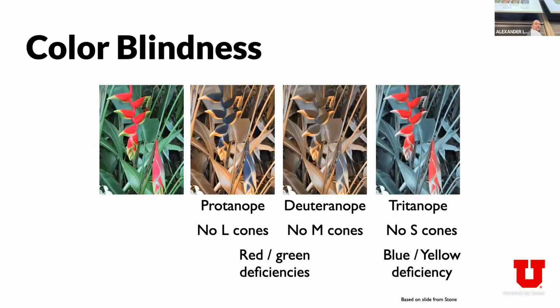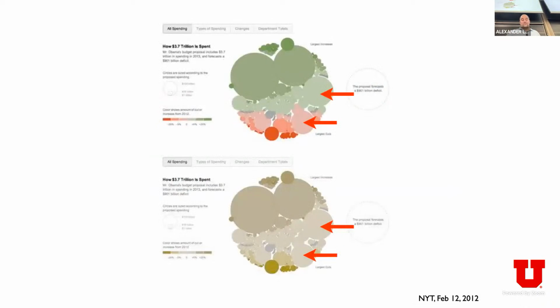And so here are some other examples of how people without certain color perception capabilities perceive the world. So we have a natural scene here. If you're protanope, then you see it in this kind of tinted way, and if you're tritanope, you basically see the red one. Then you have this blue-yellow deficiency.